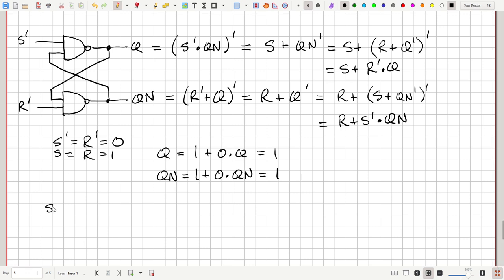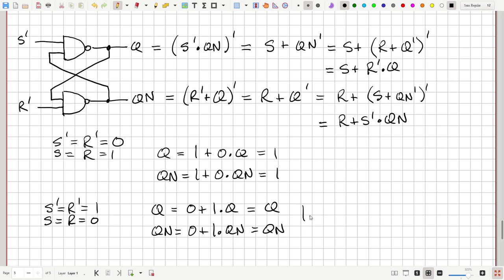Now let's consider S prime equal to R prime equal to 1, which would be S equal to R equal to 0. Well, then what are our Q and QN functions? See, Q is up here S, which is 0, or R prime, which is 1, and Q. Of course, 1 and Q is Q, Q or 0 is Q. And QN, likewise, R is equal to 0, or S prime is 1, and QN, so that's equal to QN. That clearly is a latch state. Q and QN just maintain their current value.